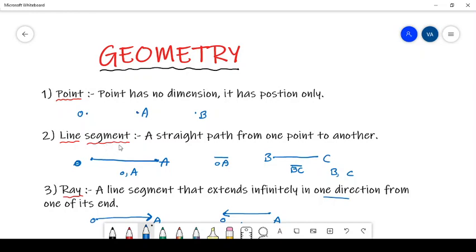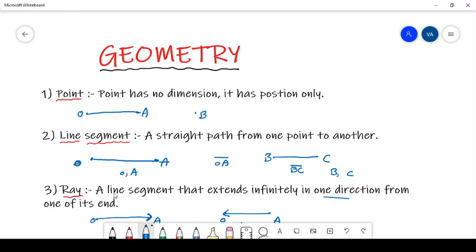Next line segment. Joining any 2 points we get a line segment. O, A, B, these are the points అన్నప్పుడు joining any 2 points is the line segment. Joining any 2 points we get a line segment. Line segment is denoted by like this, OA bar, and that is line segment OA.